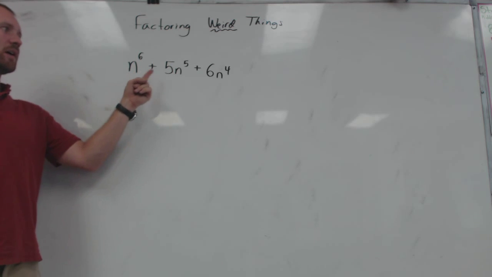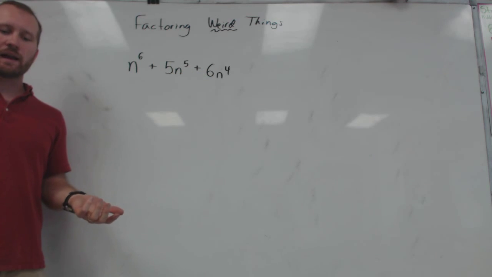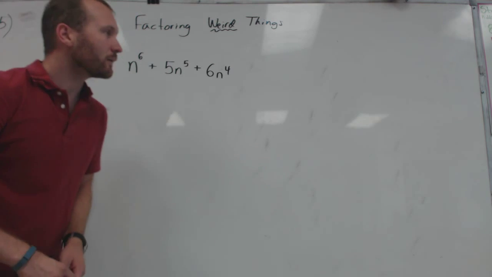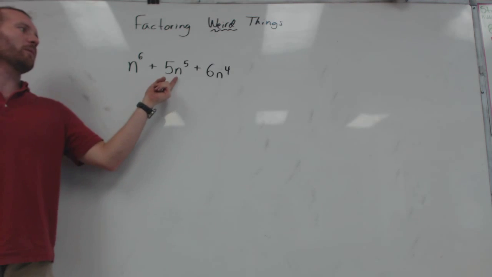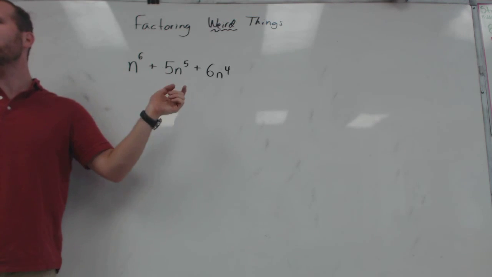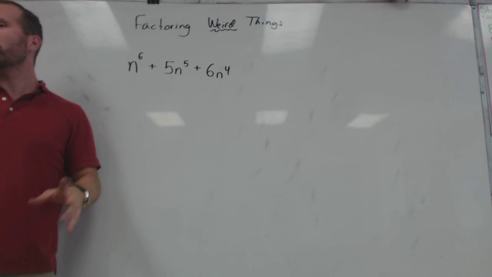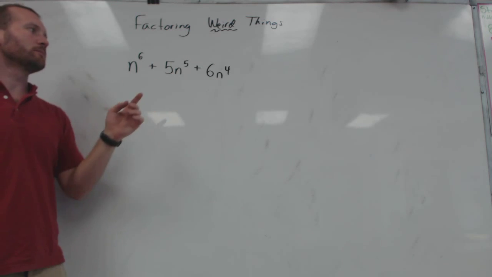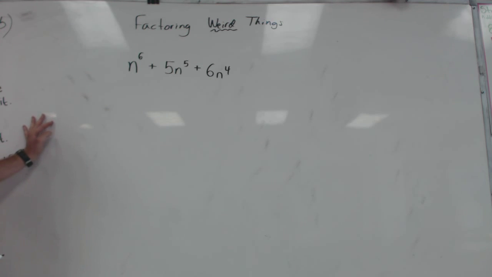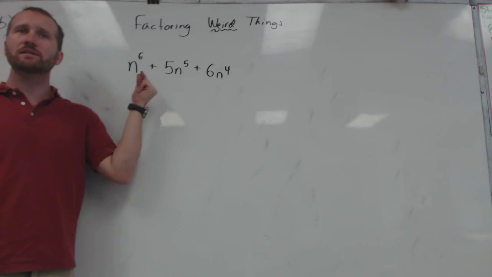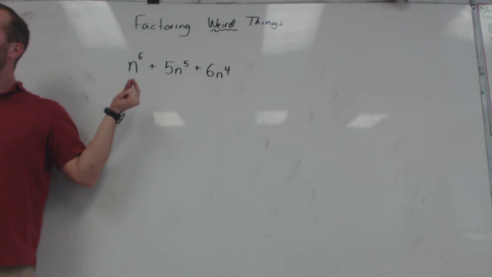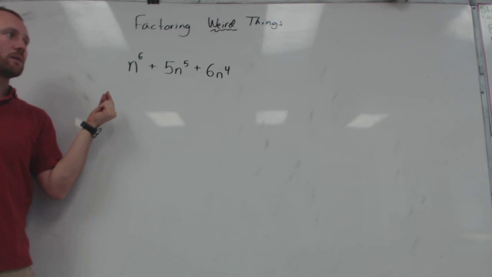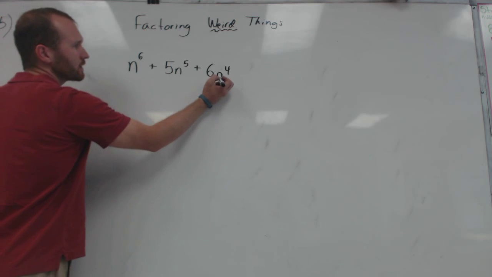One thing I want to point out, the variable doesn't matter, right? We usually use x, but we can have n or p or t or v or w or some weird Greek letter like alpha. The variable really will not matter for our purposes. So don't let that throw you off. The other thing is we can actually factor this the same way we did the last one. All we have to do is get our greatest common factor out. In this case, our greatest common factor is n to the 4th.